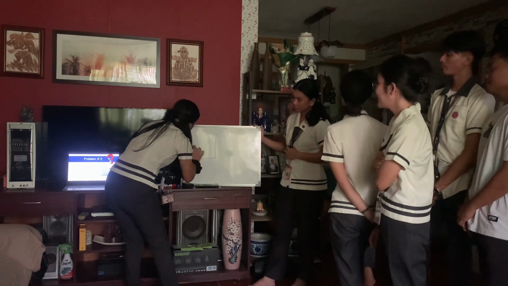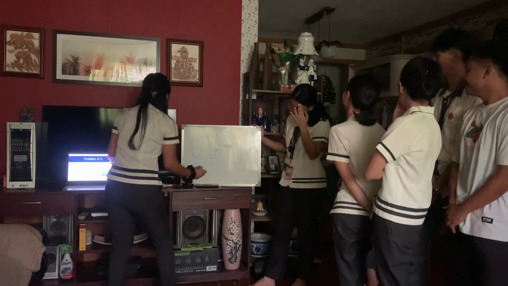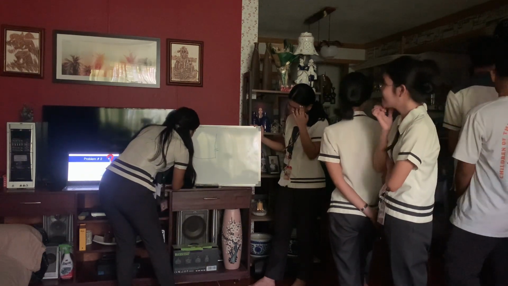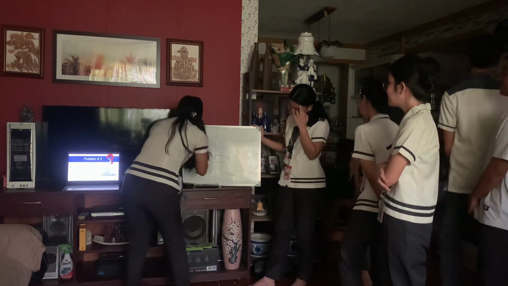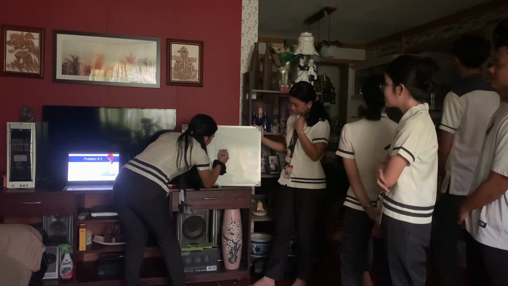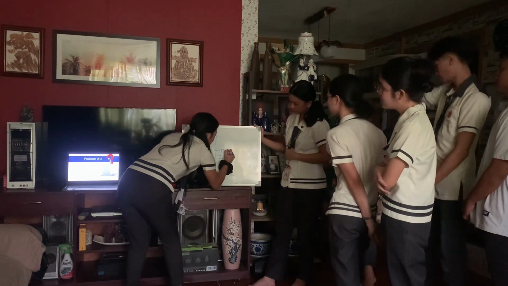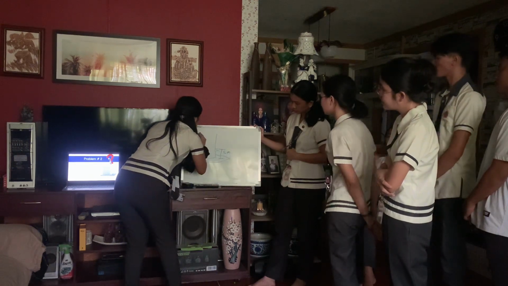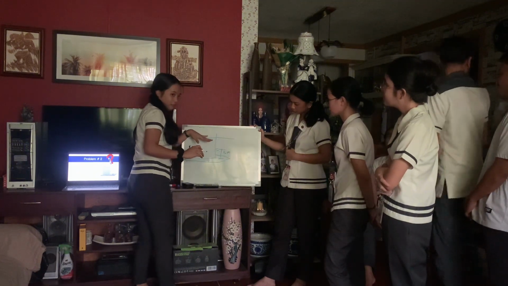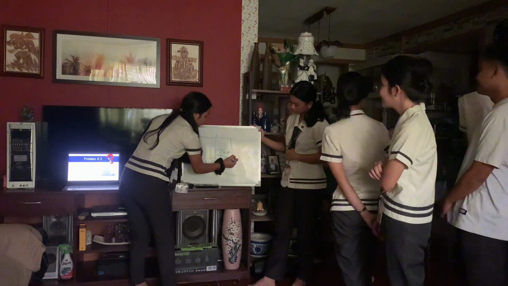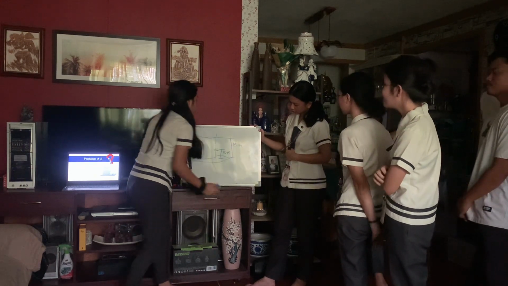So we have a container and a spout here. And the height from the bottom of the container up to the spout is 10 meters. And the water level inside the container, up to the bottom of the container, is 15 meters.